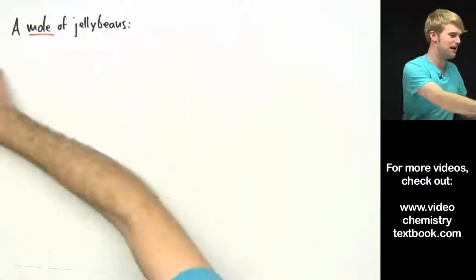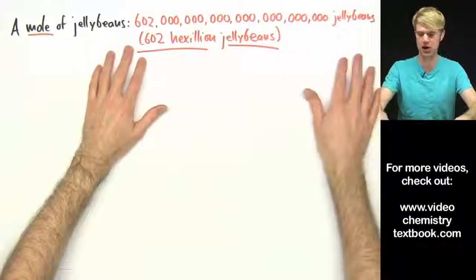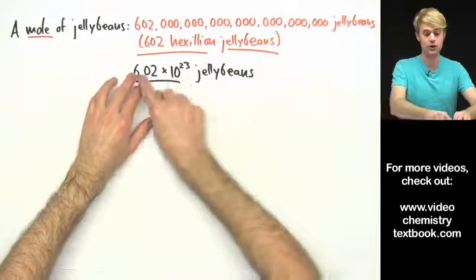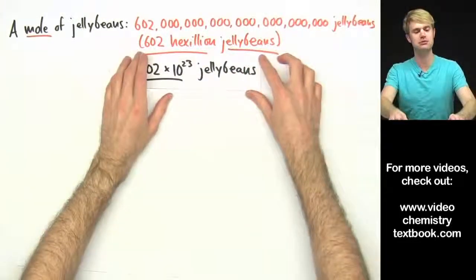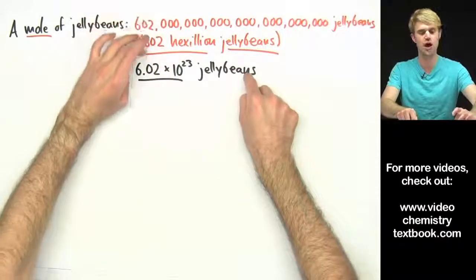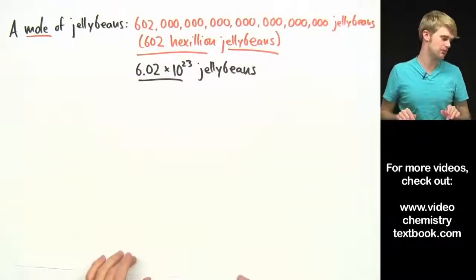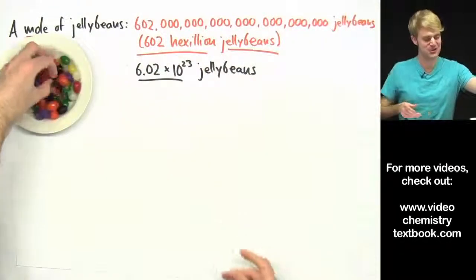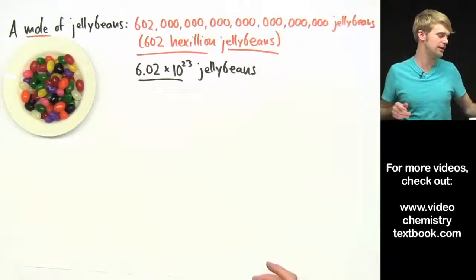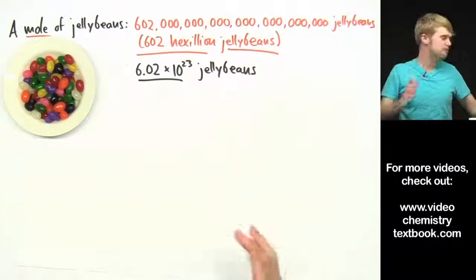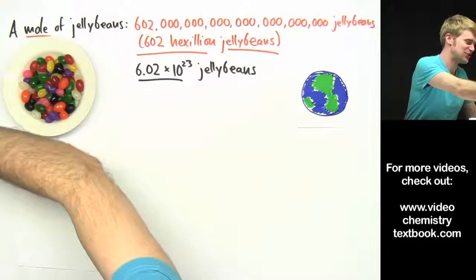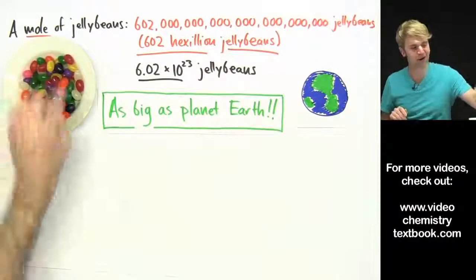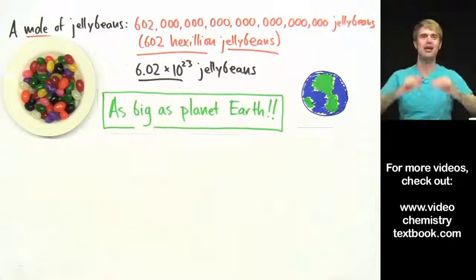So let's think about this mole of jelly beans that we talked about earlier. 602 hexillion jelly beans, which you know now we can abbreviate as 6.02 times 10 to the 23rd jelly beans. These are all just 3 ways of writing the same number. Okay, if you had 602 hexillion jelly beans, that would be as large as the entire planet Earth. A mole of jelly beans would be as big as the planet Earth.